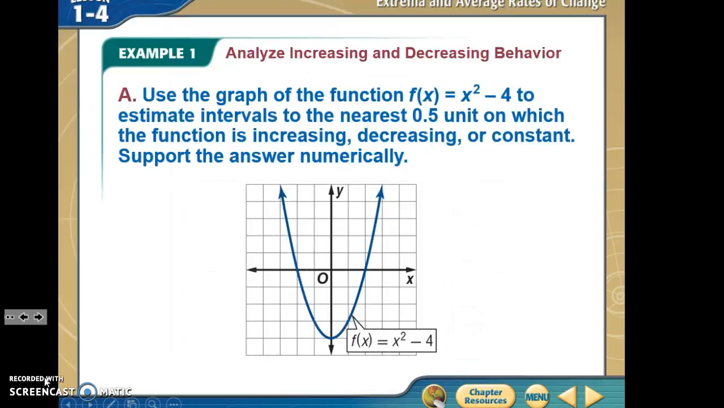Alright, so we're going to use the graph of the function x squared minus 4 to estimate intervals to the nearest 0.5 unit in which the function is increasing, decreasing, or constant. Alright, so looking at the graph, where is the function? Let's start with decreasing. From where to where is it decreasing? Is this going to be a bracket or a parenthesis? Bracket. Why a bracket? Because after 0, it increases.